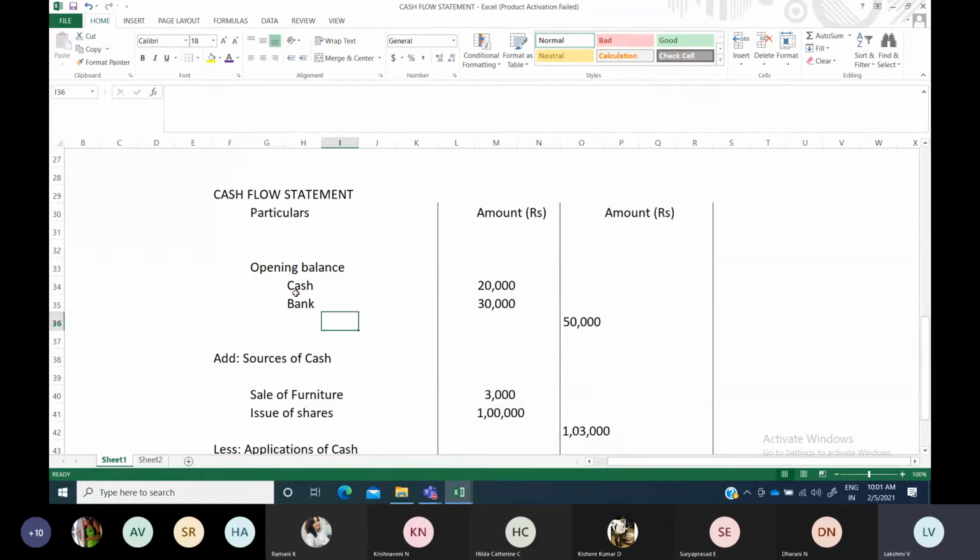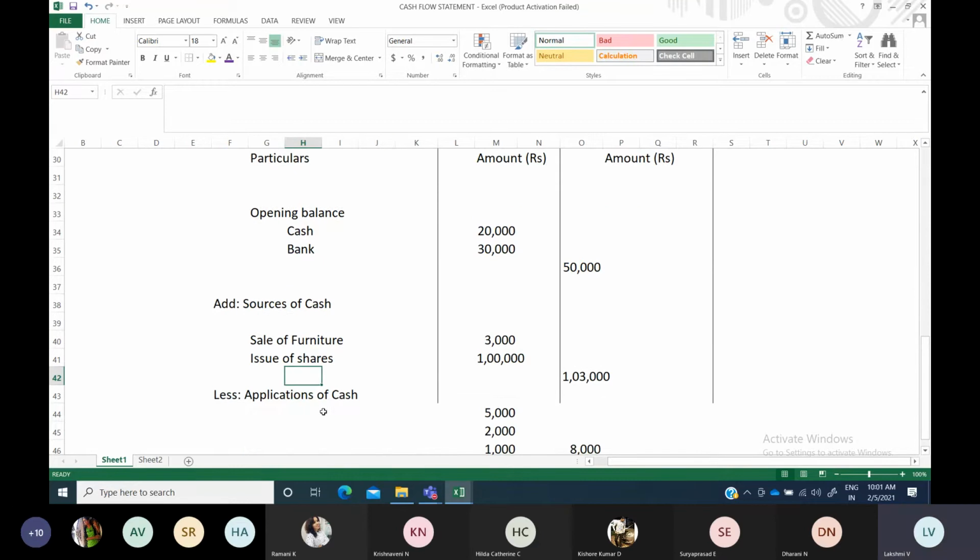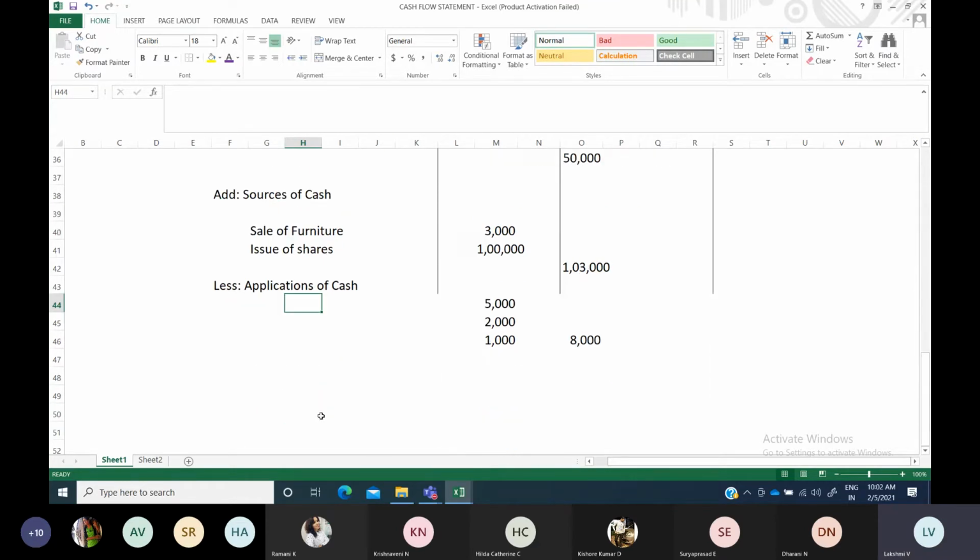Here you have skipped that item in every place, and you have brought it only to the last step. Opening balance, with that you add the sources and find out the total sources, which you can consider as A. And applications of cash, again you can list down all the things there. Total applications you can add and show, this 8,000. Finally, A minus B, that is total sources minus total applications. You can find out one amount.